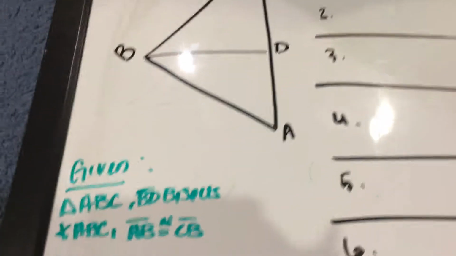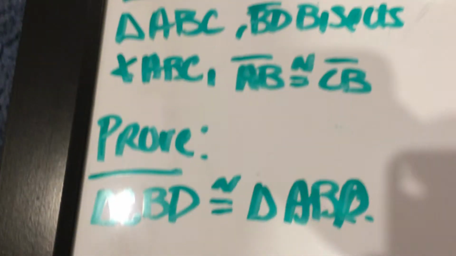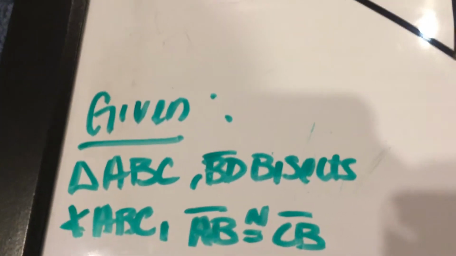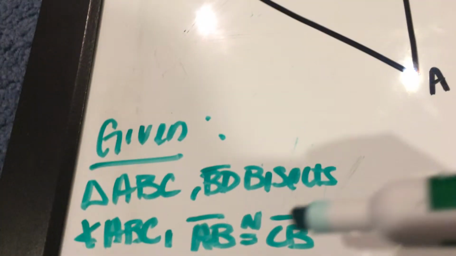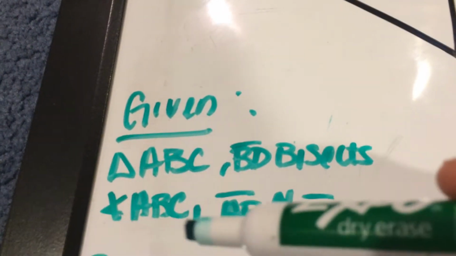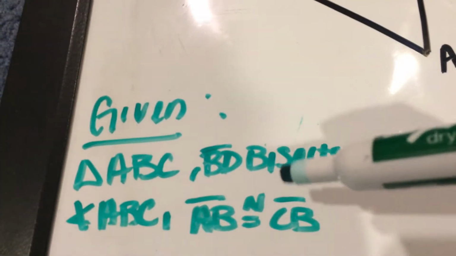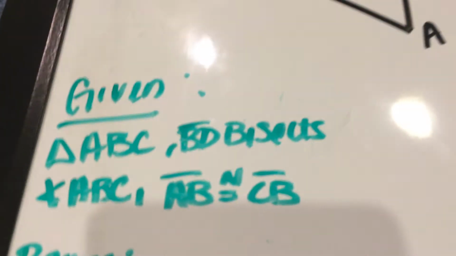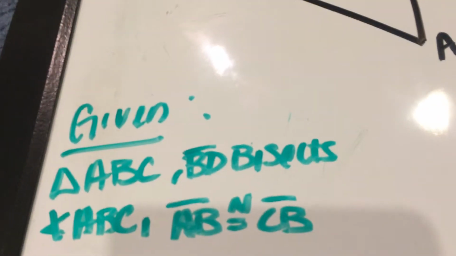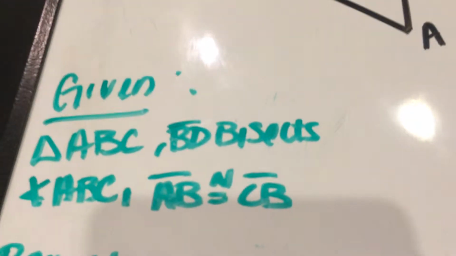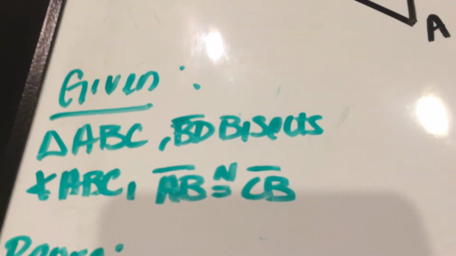Now, like I said before, proofs give you a given and a prove. So our given here is saying we got a triangle ABC, and we have line BD bisects angle ABC, and we have line AB is congruent to line CB. So, as always, guys, you always start with your given first. Now here we have a couple of givens. Some people like to get it out of the way. I like to take them step by step.